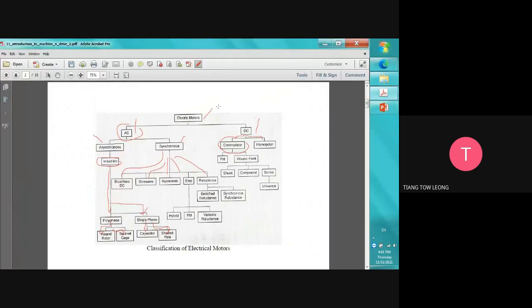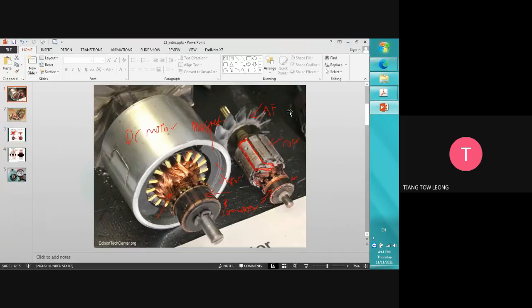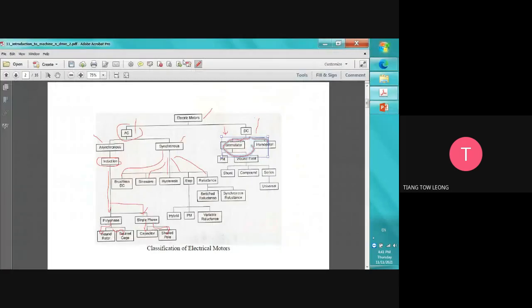And then majorly it is the commutator. The PM motor is this one. This is the PM motor, commutator with the PM motor. And then what else do we have? Wound field, shunt, compound, series, universal. I think you have undergone this type of motor during a previous subject.